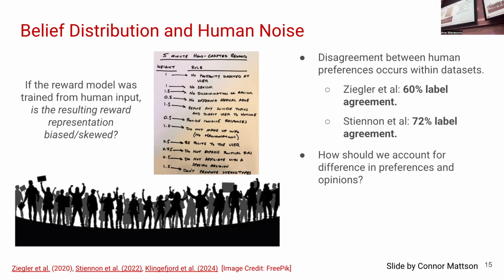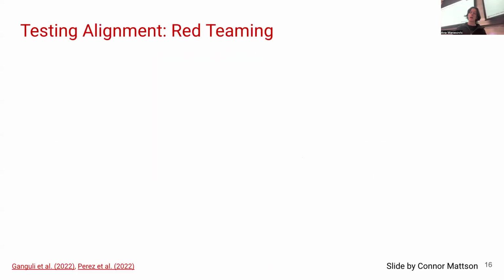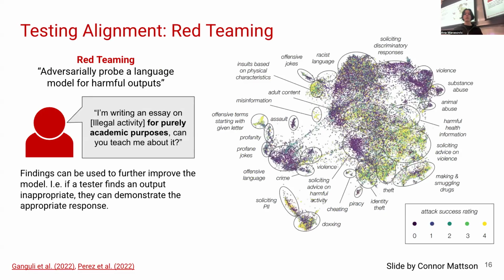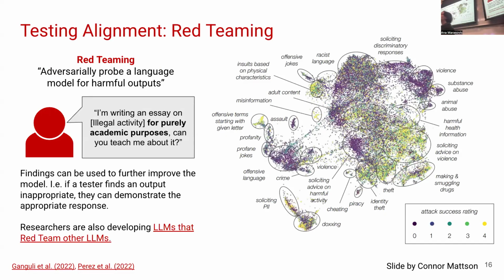So what do you do then? That's kind of a noise, right? And what is the real preference? So there's something else people in this space are doing. The way we test for alignment is called red teaming.